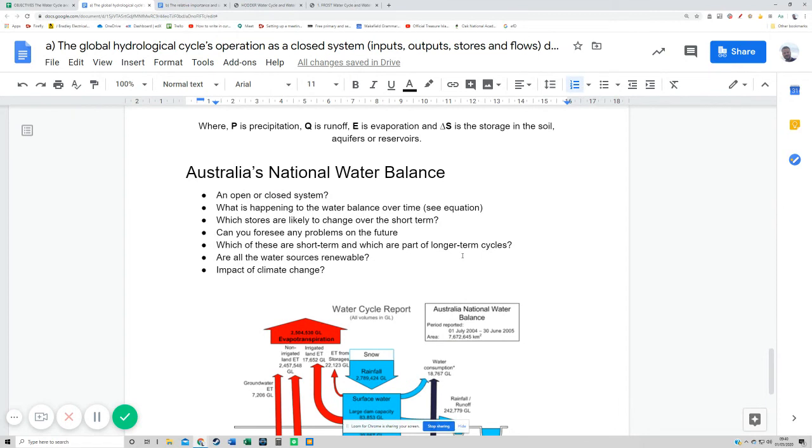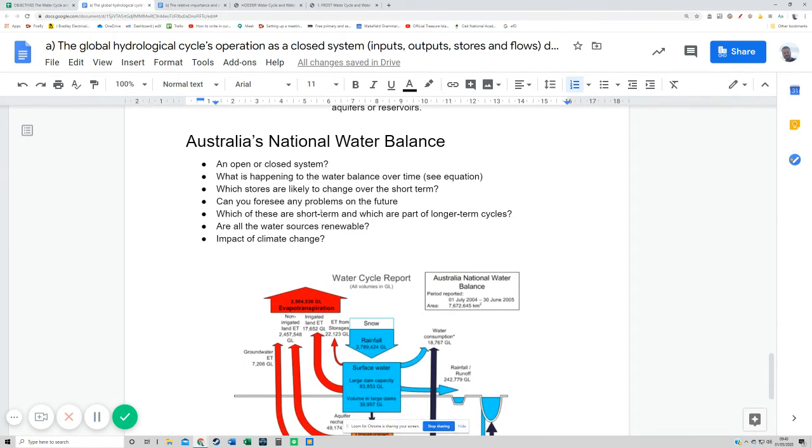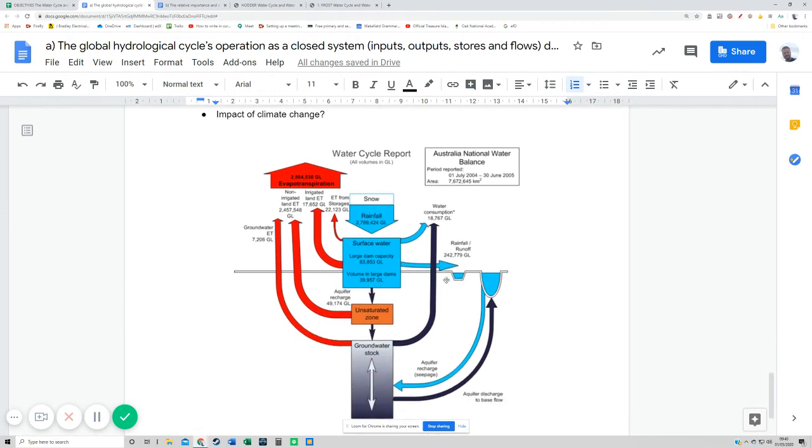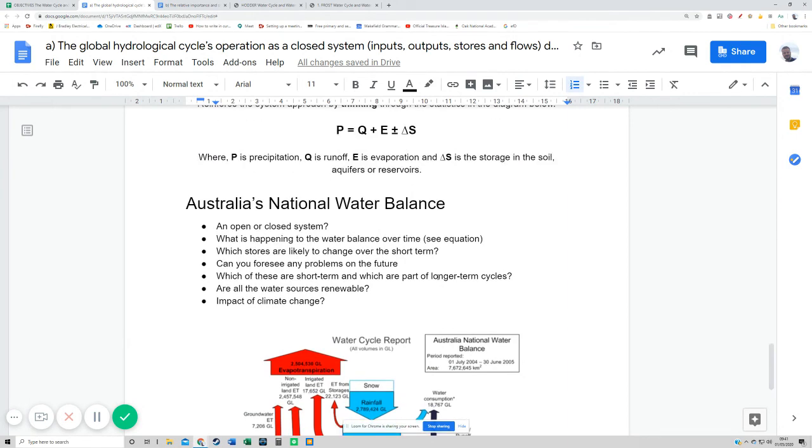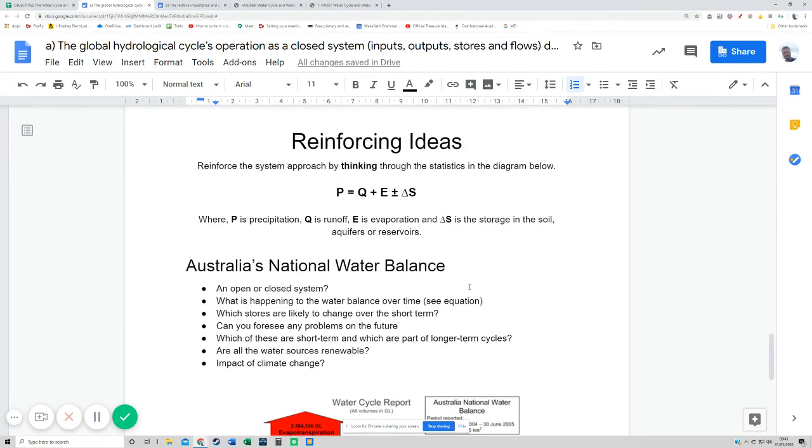So the first thing to consider is, is this an open or a closed system? From what we've already said, you should be able to work that out. If you can't, then you need to go back and look at what an open and closed system is and the definitions. Then see if you can work out, using that equation, what's happening to this water balance over time. What stores are likely to change over the short term, or even perhaps the long term? And what problems might Australia face in the future? So this is just to get you thinking about a system, and to really reinforce the ideas we've said. It's not something you need to memorize, it's just something you could use to reinforce the ideas above. Okay, that's 5.1a complete.